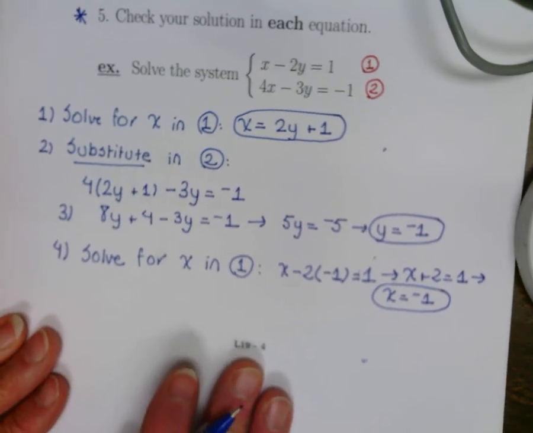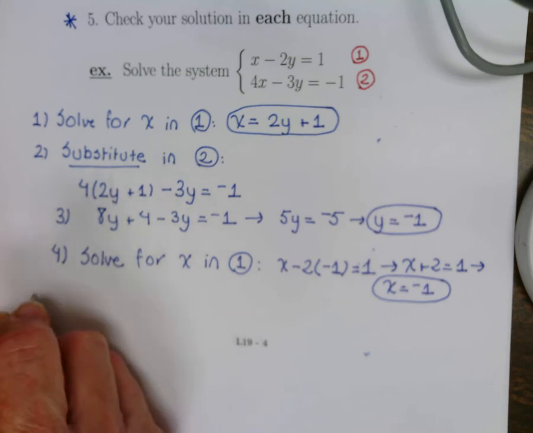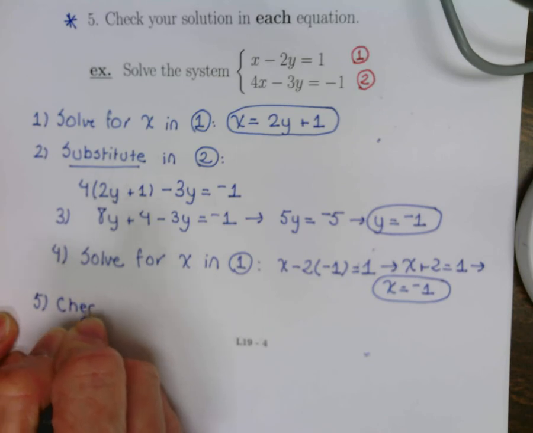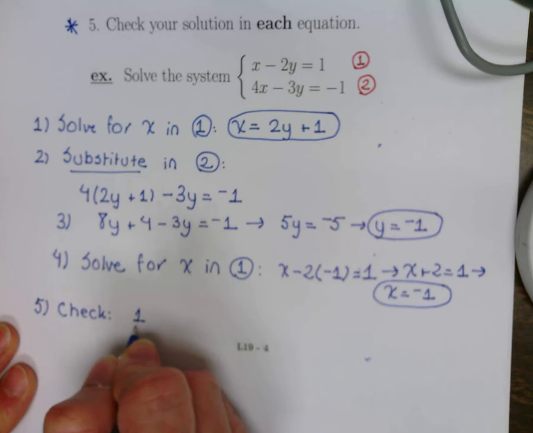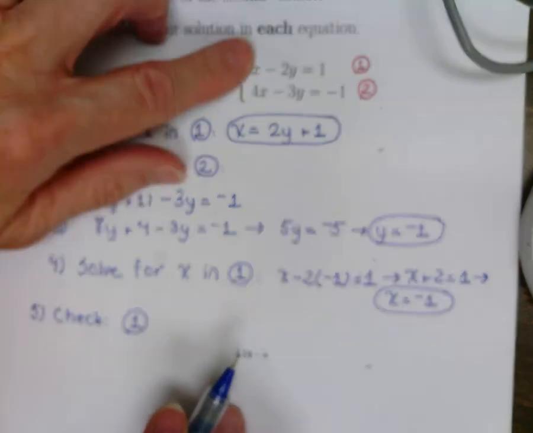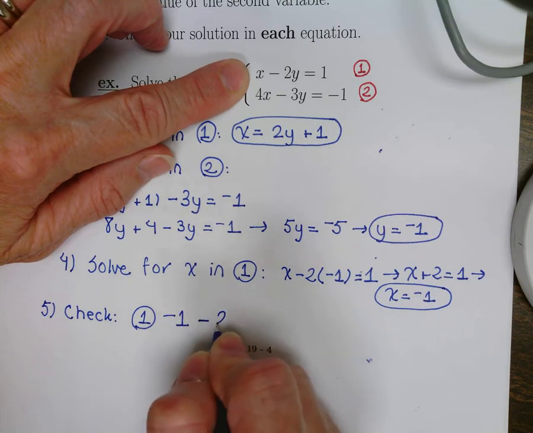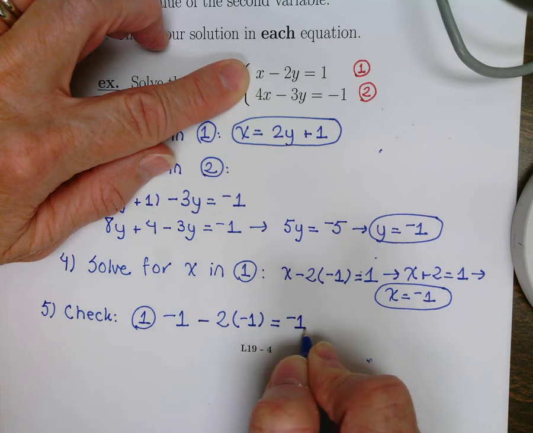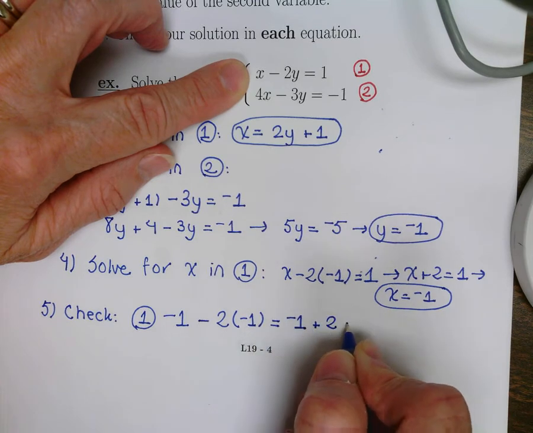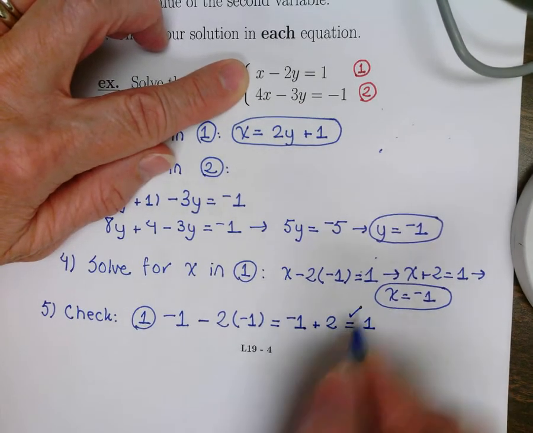Okay, so I have my single solution. Now I want to see if it works. So the last step is to check. And I have to check in both equations. So in equation 1, I replace x with -1 and y with -1, and I get -1 plus 2, and sure enough, that equals 1. It satisfies the equation. It checks.